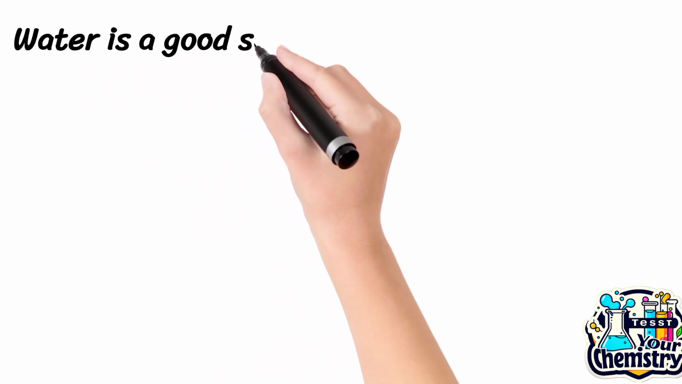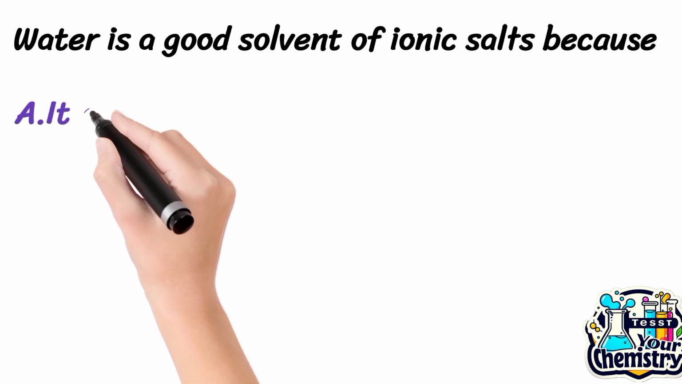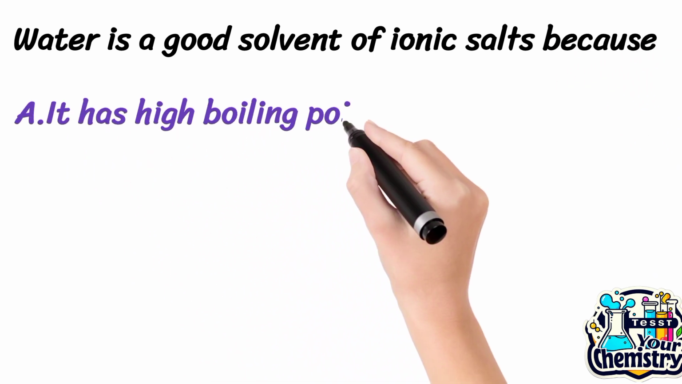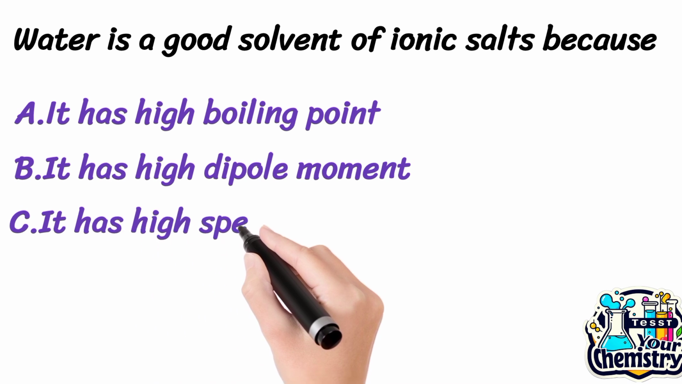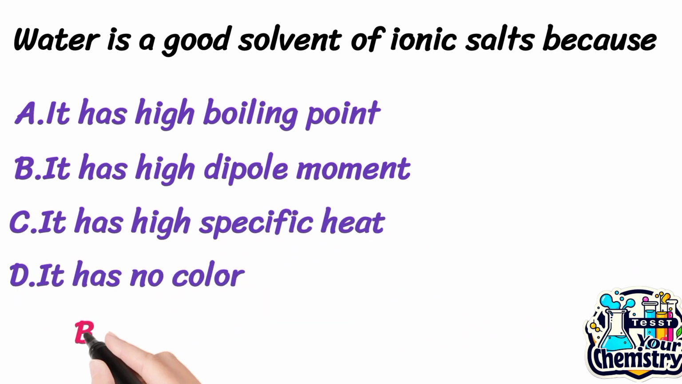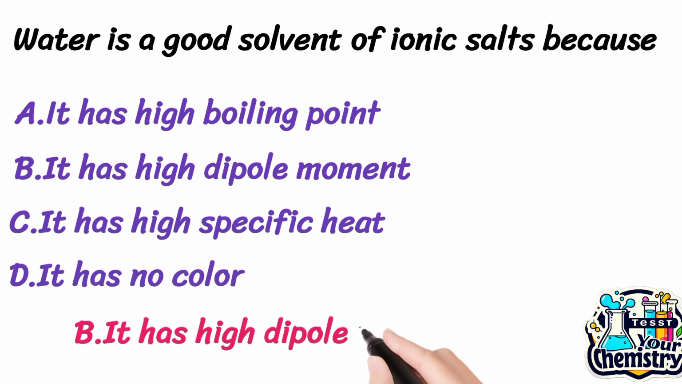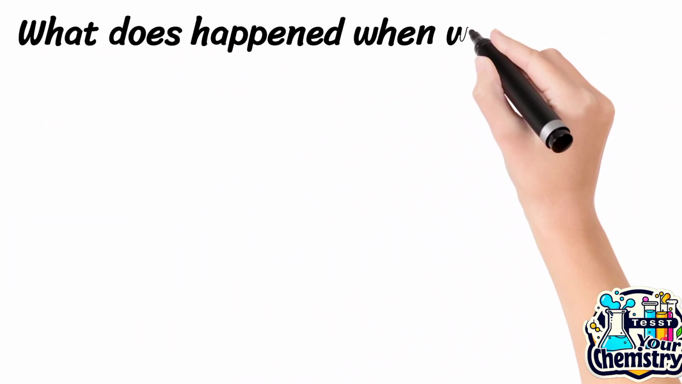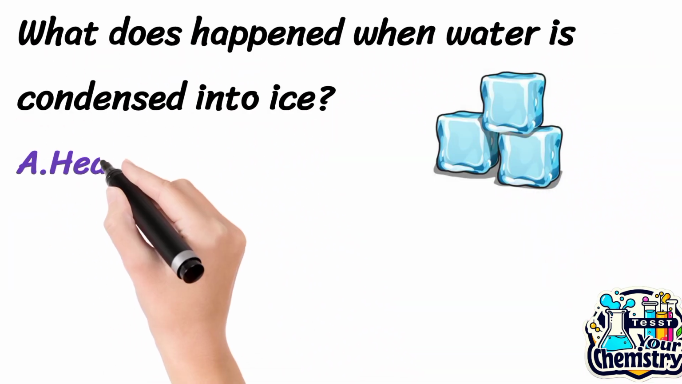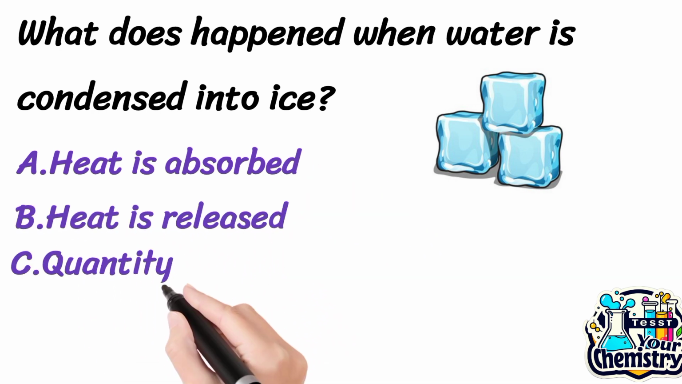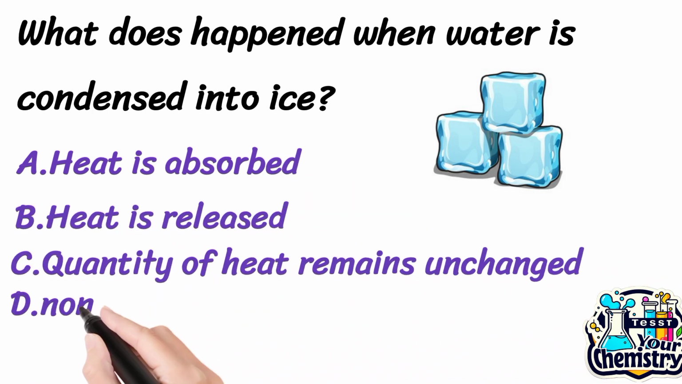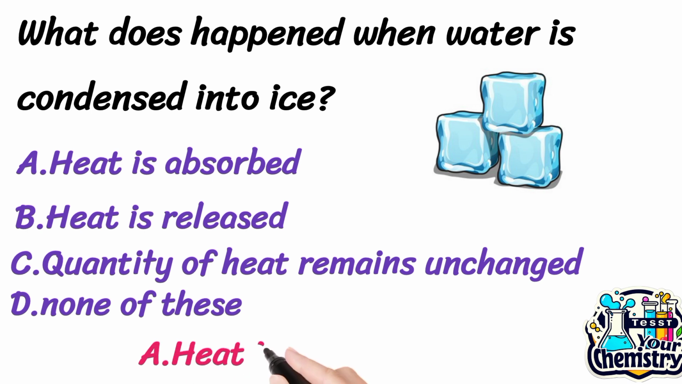Water is a good solvent of ionic salts because it has a high boiling point, it has a high dipole moment, it has a high specific heat, it has no color. Option B is correct, it has a high dipole moment. What does happen when water is condensed into ice? Heat is absorbed, heat is released, quantity of heat remains unchanged, none of these. Option A is correct, heat is absorbed.